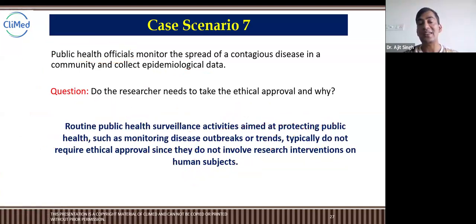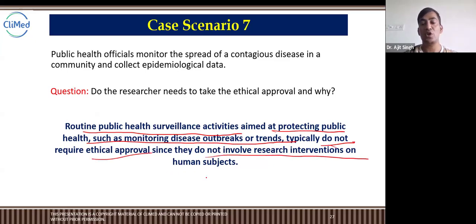Here, you don't need the ethics committee approval. So look at this. Routine public health surveillance activities aimed at protecting public health, such as monitoring disease outbreaks or trends, typically do not require ethics approval since they do not involve research interventions on human subjects. Okay, research interventions. So, as I was telling you, giving the iron supplements for low hemoglobin was not an intervention for clinical research. That was an intervention for the people's well-being, right? That's why they don't need the ethics committee approval.